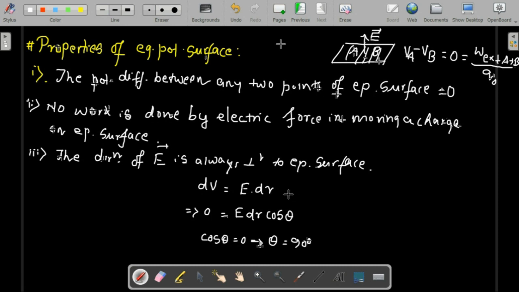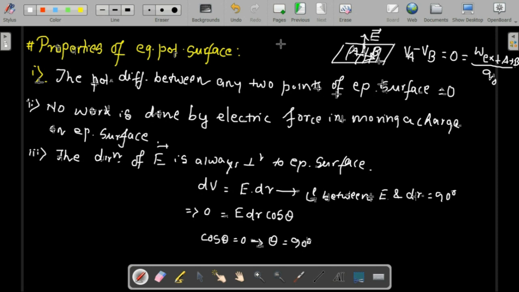So it simply says that the angle between the electric field and dr is equal to 90 degrees. This is my dr, because I'm going from A to B, so this is the direction. The electric field has to be perpendicular, otherwise you're never going to get zero. So that's a very important thing. Whatever we are talking about here, the electric field means the field lines, which are always perpendicular to the equipotential surface. So that's very important.